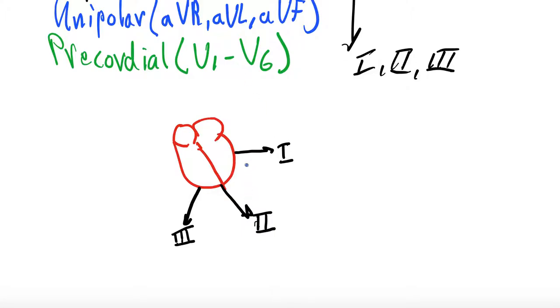Okay, now we'll do our unipolar leads. So remember, unipolar leads are a little more obvious, right? So we have straight down towards the foot, so this is AVF. Then we have up towards the left arm, AVL, and then we have up towards the right arm, AVR.